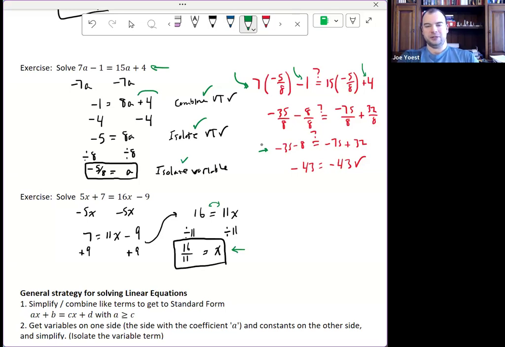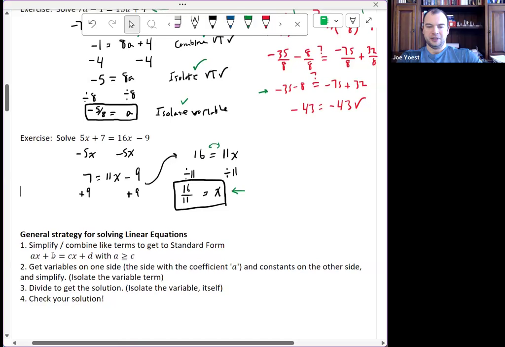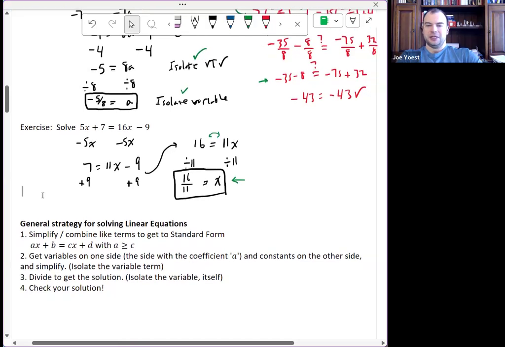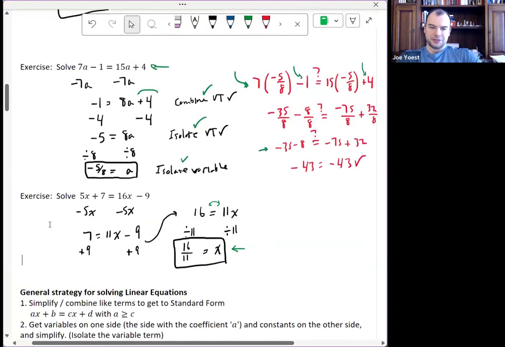And again, ideally, we'd go and check this. But for the sake of time in the class, we won't worry about checking this one. Any questions on these two exercises?